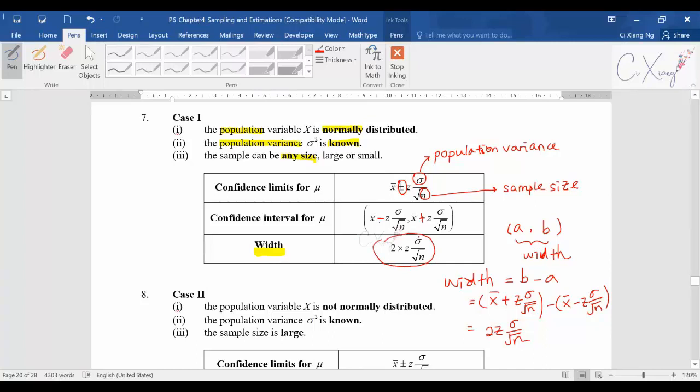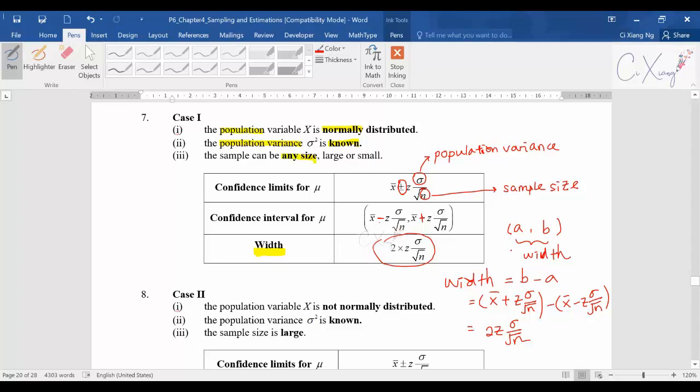Some students will go and memorize it. If you don't want to waste your memory space, you can just know the idea: you just take the formula B minus formula A, and that's how you get this correct formula here. So this is for case number 1. Of course later I will tell you in the question how I know that the population is normal, how I know that the population variance is known, and so on. So this is what you have for case number 1.